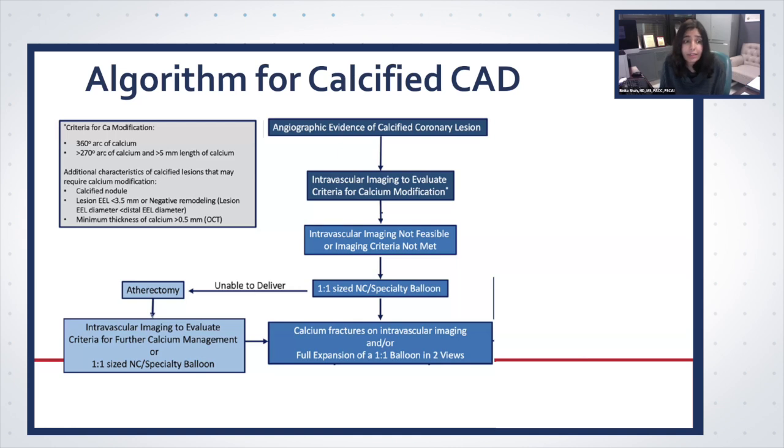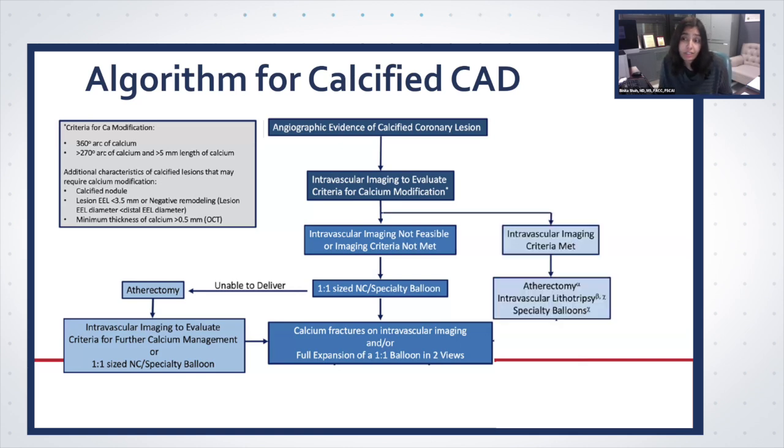And then once atherectomy is performed, really going back to imaging to see if there's any evidence of further need for calcium modification, or go back with a 1-to-1 balloon and ensure that there's full expansion. Now, sometimes we see calcium fractures on imaging, sometimes we don't. There are microfractures that can still occur. And so just because we don't see fractures on imaging, it doesn't mean that it hasn't cracked enough. And so we do recommend full expansion of a 1-to-1 balloon in 2 views when possible.